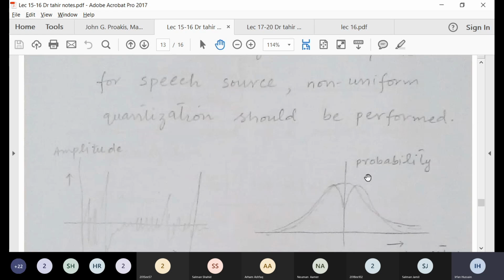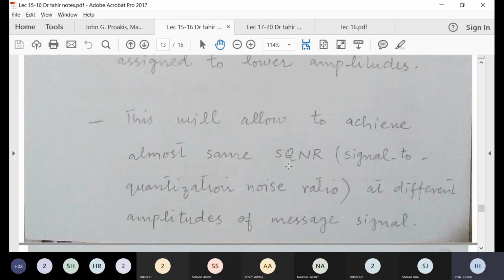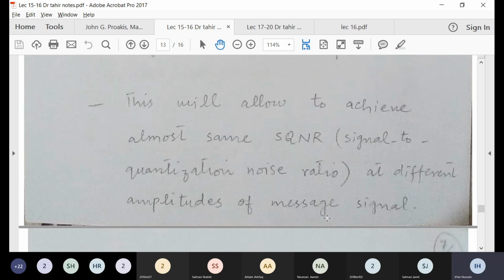So this is for a speech signal. Lower amplitude signals have more probability as compared to higher ones. That is why we will have non-uniform quantization: more quantization for lower amplitudes, as we discussed also. This will help us to achieve the same SQNR at different amplitudes of the message signal.